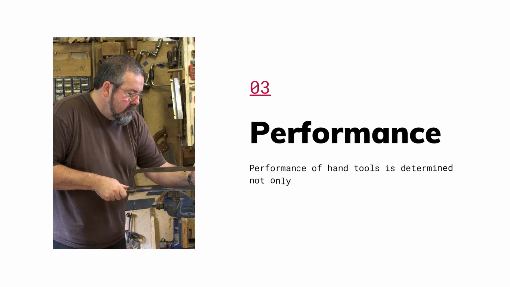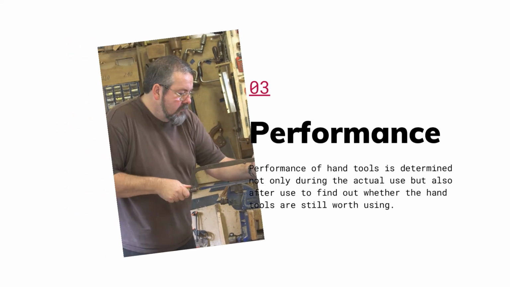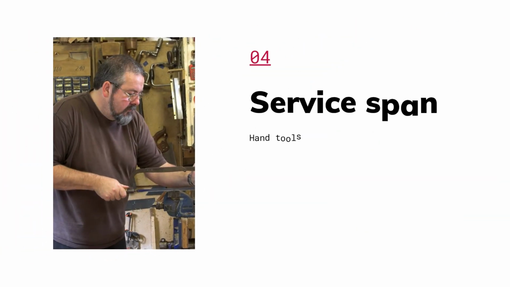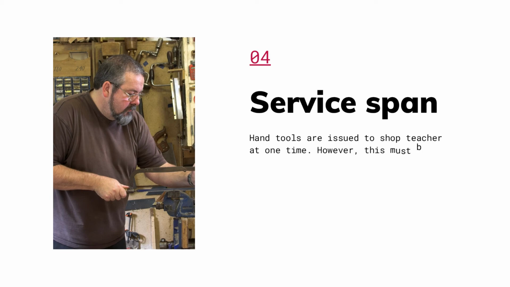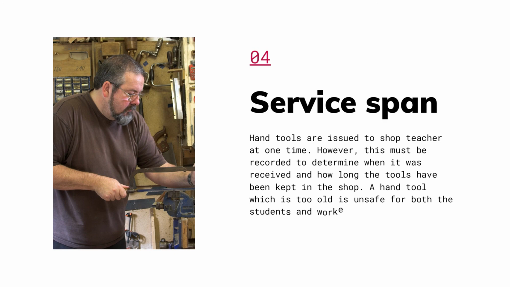3. Performance. Performance of hand tools is determined not only during the actual use but also after use to find out whether the hand tools are still worth using. 4. Service span. Hand tools are issued to shop teacher at one time. However, this must be recorded to determine when it was received and how long the tools have been kept in the shop. A hand tool which is too old is unsafe for both the students and workers. Such tools should be marked defective and segregated from the good ones.